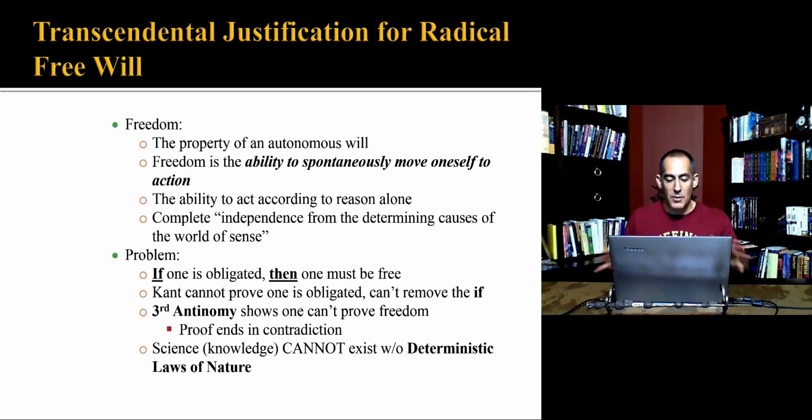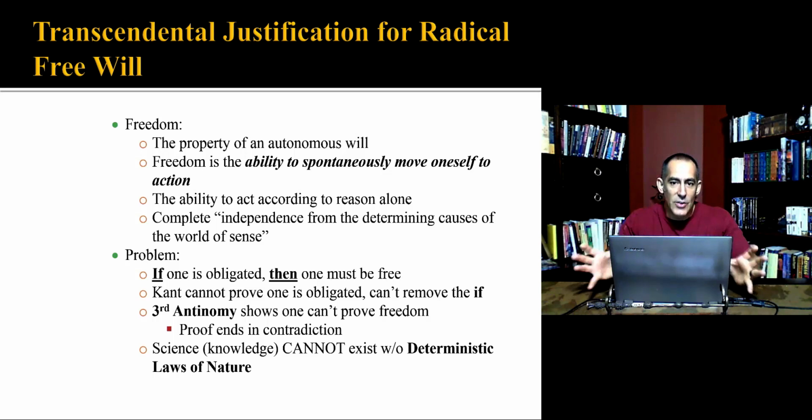Now, here's the problem. I'm just going to jump down to the problem section on this slide. If we're obligated, then we must be free. We've seen this a lot throughout the entire course. The problem is that Kant can't prove we're obligated, and he can't remove this if. Okay. Now, he has these things called the antinomies. These are collections of arguments arguing the opposite, trying to show that we can end in contradictions when it comes to certain things.